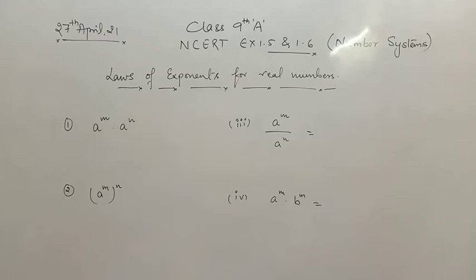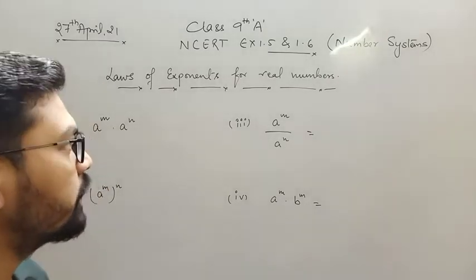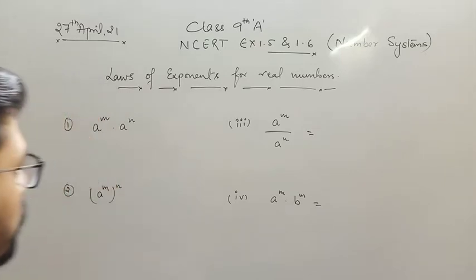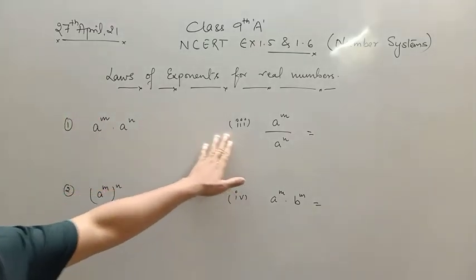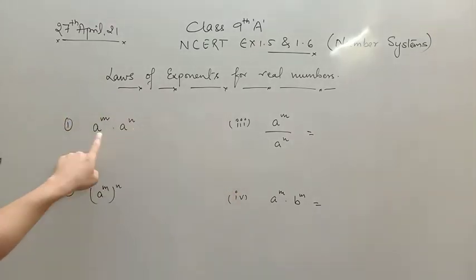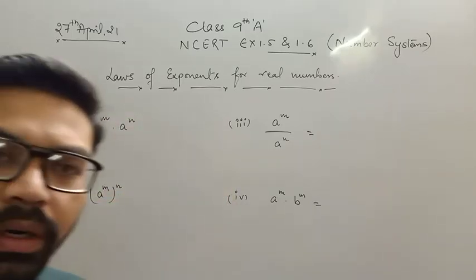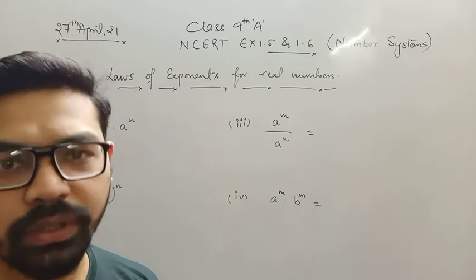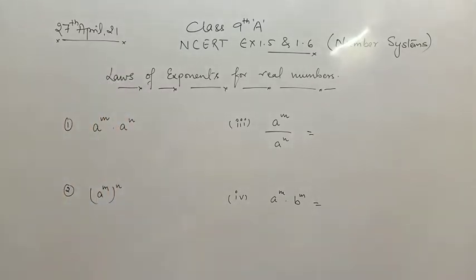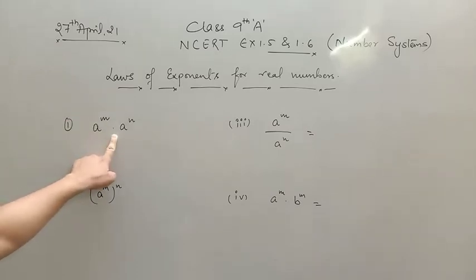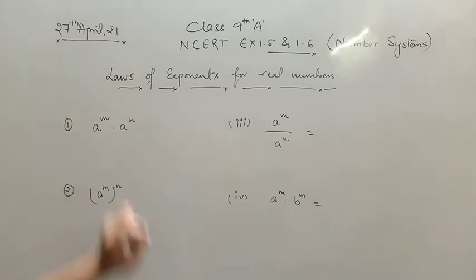Now the next topic for today is laws of exponents for real numbers. So these are the exponents, or you can say powers, okay? So these four are the properties that we are going to use in solving questions of exercise 1.6, and these are the very basic questions, okay? Let's say a to the power m, when I multiply this with a to the power n, what result will I get?